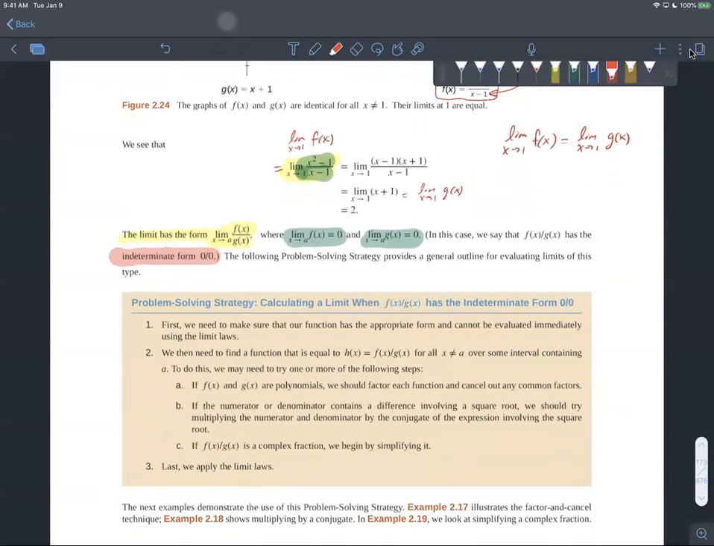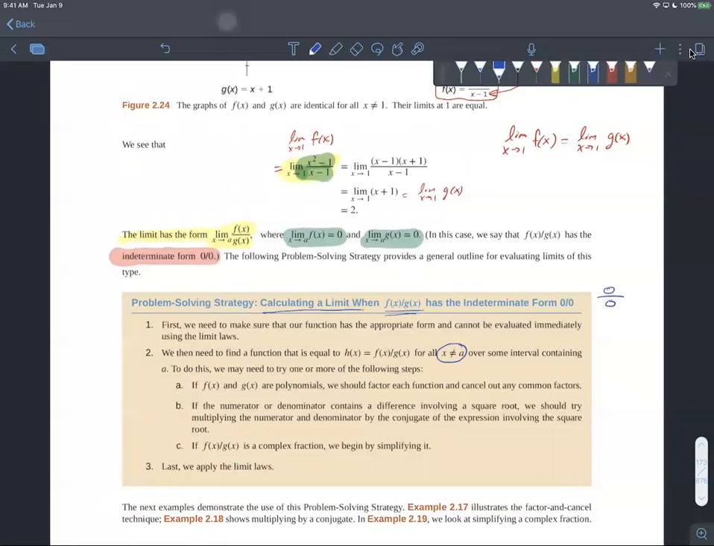So how do we calculate a limit when f of x over g of x has an indeterminate form of 0 over 0? First, we need to make sure that our function has the appropriate form and cannot be evaluated immediately using the limit laws. We then need to find a function h of x that is equal to f of x over g of x for all x not equal to a, right?